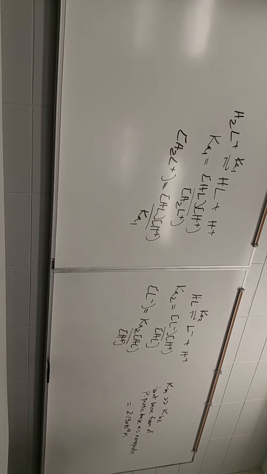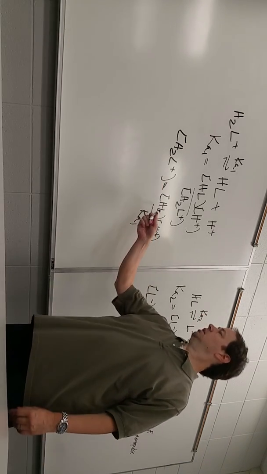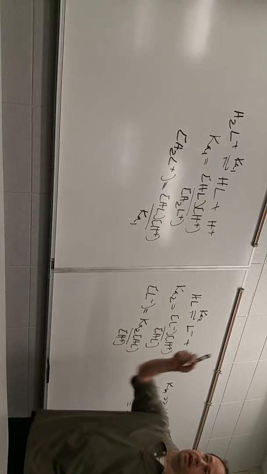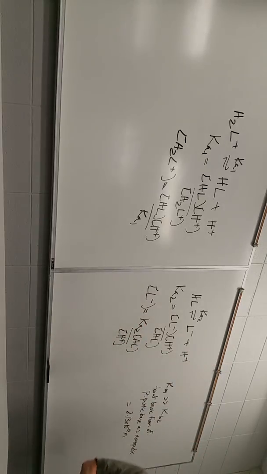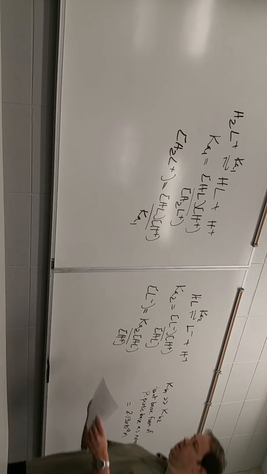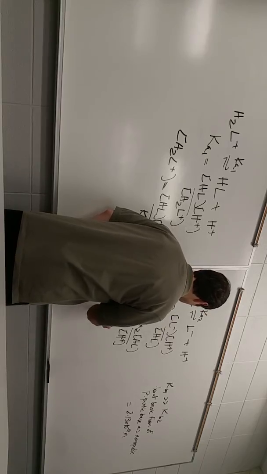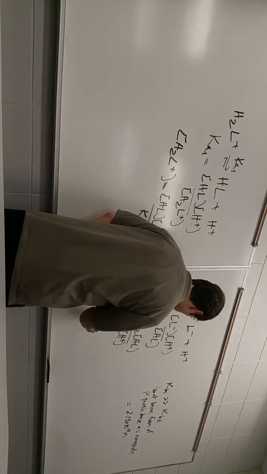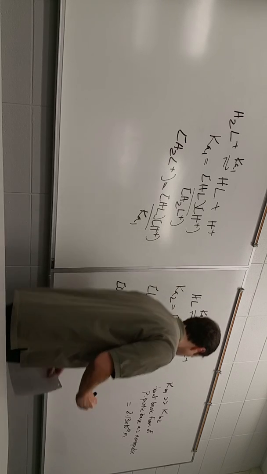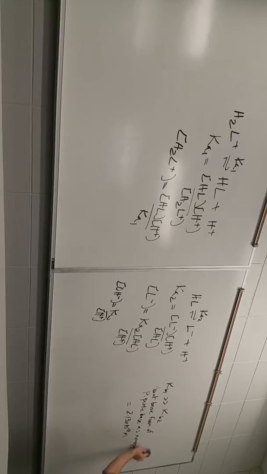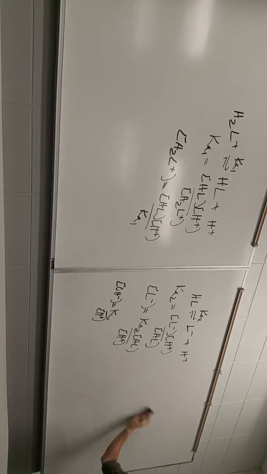All right, so now we have a relationship between H2L plus and HL and a relationship between L minus and HL. So we have two pieces of the puzzle. And the other thing that we know is that hydroxide is equal to Kw over H plus. So we have three relationships that we can now plug back into the charge balance equation.